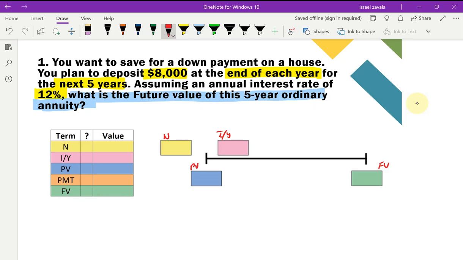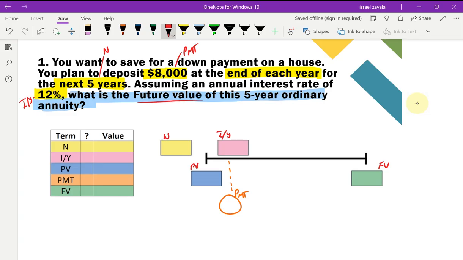So the first thing I'm going to do is add my block, I'm going to circle this. This is going to be my payments, okay? So there are 5 years, right? Let's go through the question again. So you plan to deposit $8,000 at the end of each year for the next 5 years. When you see that, right, at the end of each year, that's a set of payments. So this becomes my payment, right? So for the next 5 years, this then becomes my N at an annual interest rate of 12%.